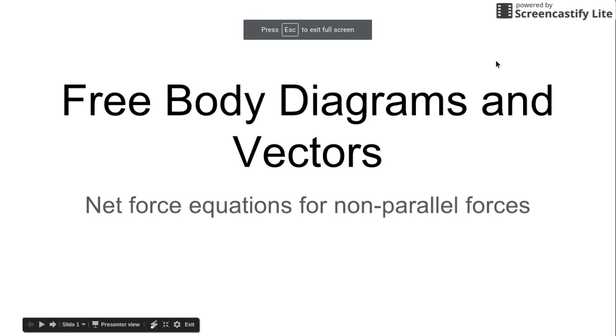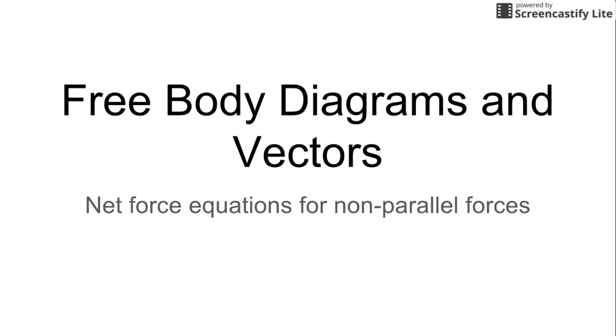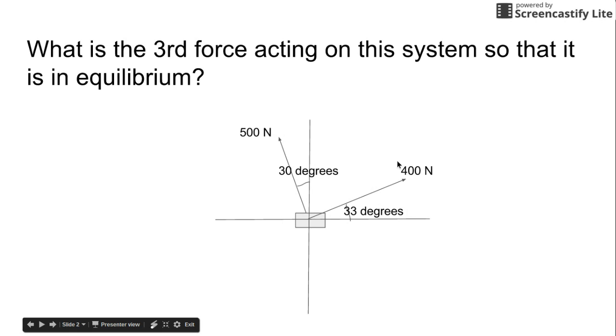Hello, this is the Physics MC, and in today's lesson we will talk about free body diagrams with vectors, net force equations, and dealing with non-parallel forces. So let's do this example. What would be the third force acting on the system so that it would be in equilibrium?